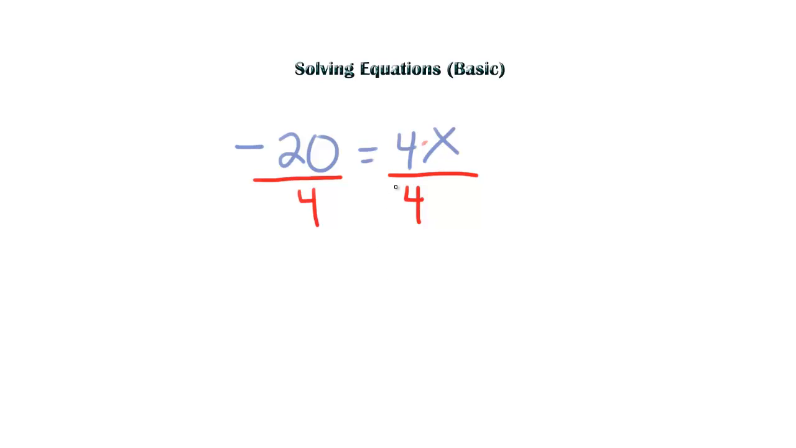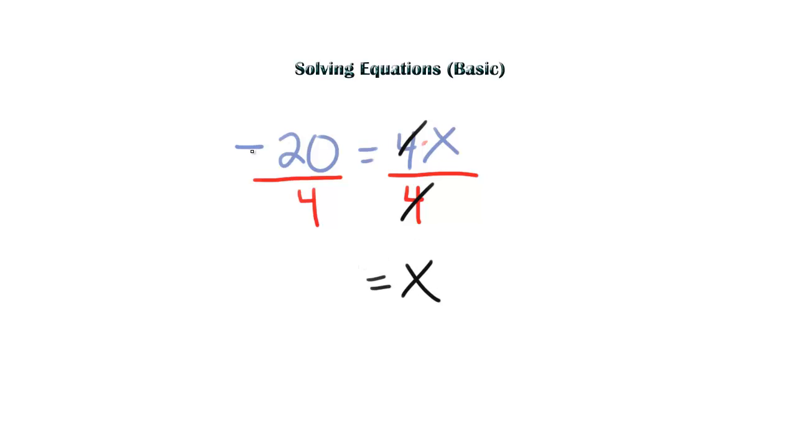And now we can go ahead and cross some stuff out, right? So we'll have a negative 4 here. So do it with this color here. So this 4 and this 4, right? So now we're down to just the x.